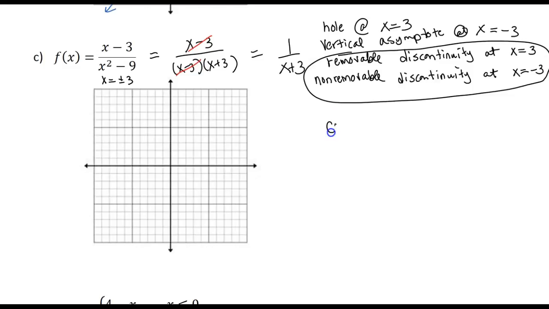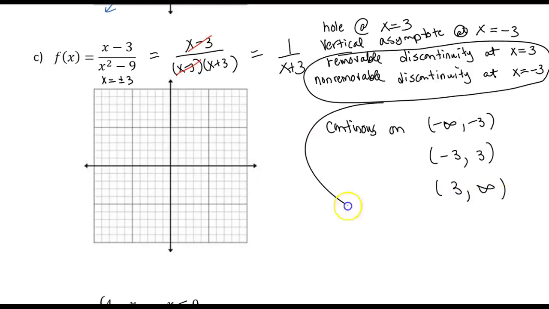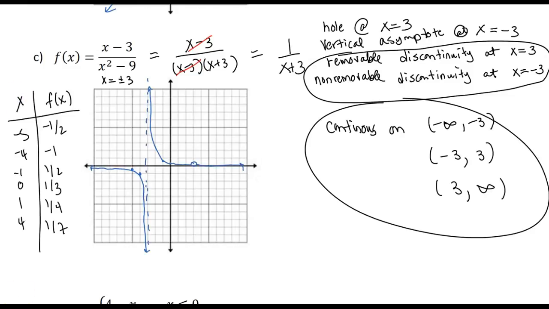And the other part of it is that we are continuous on all of the other intervals. So that would be from negative infinity to negative 3, everything between those 2 points, and everything to the right of 3. So that's the other part of our answer. If you wanted a graph, you could plot some points, and your graph would look roughly like this. So you can see the removable discontinuity, the non-removable discontinuity, and all the sections where it is continuous.